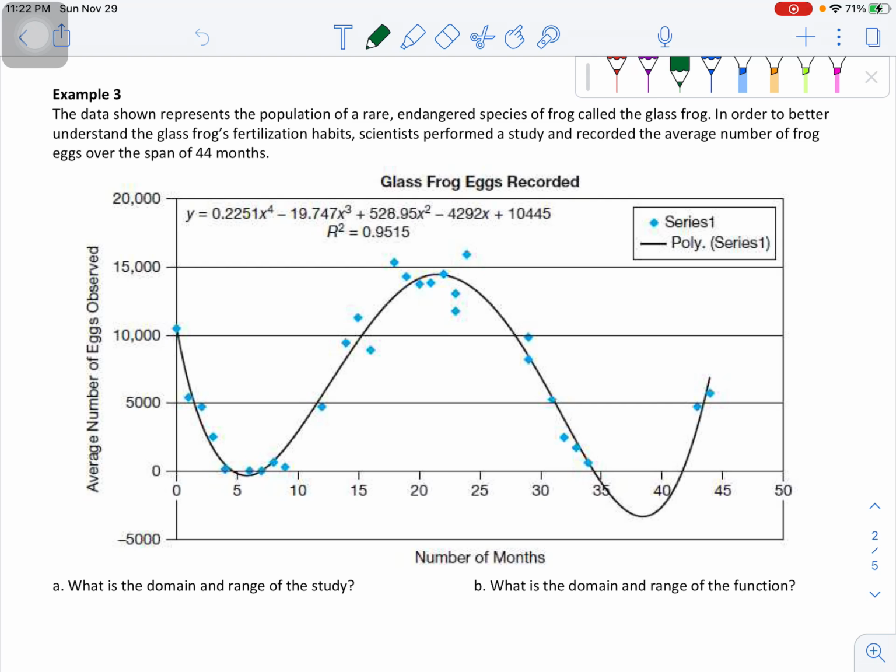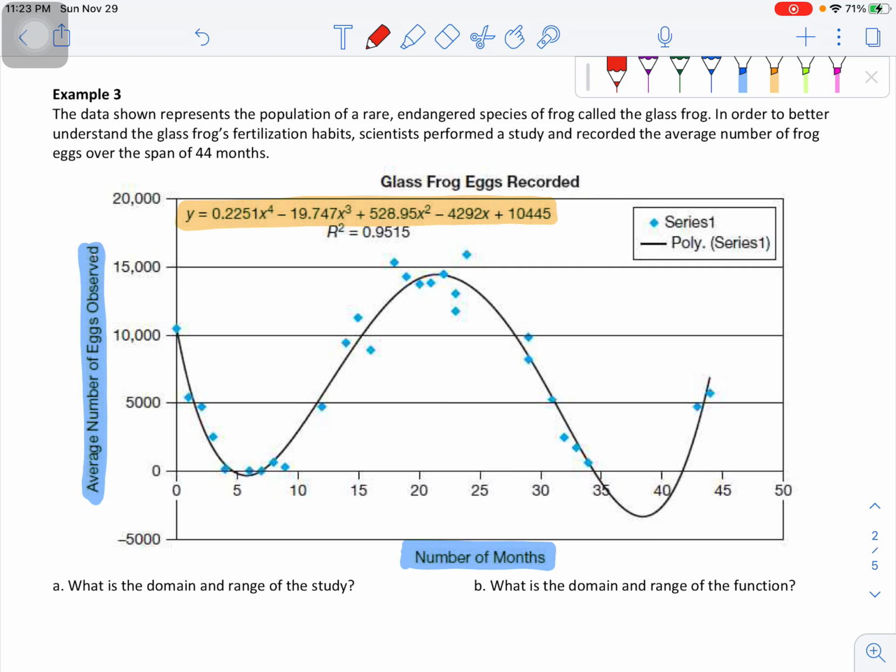Okay, so on the x-axis, we are dealing with the number of months, and the y-axis is the average number of eggs observed. So this is just a straight up number. It's not in hundreds, it's not in thousands, it's just that number. And we are also told up at the very top what the actual polynomial model is. That may or may not come in handy for any of the questions that we're asked to answer.